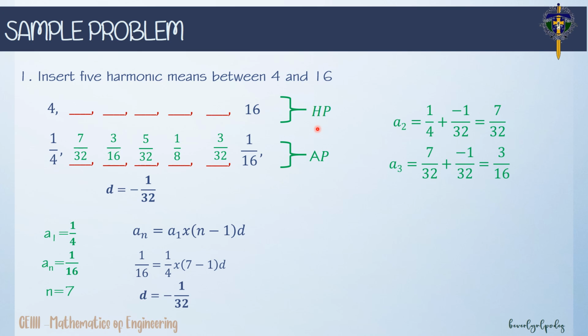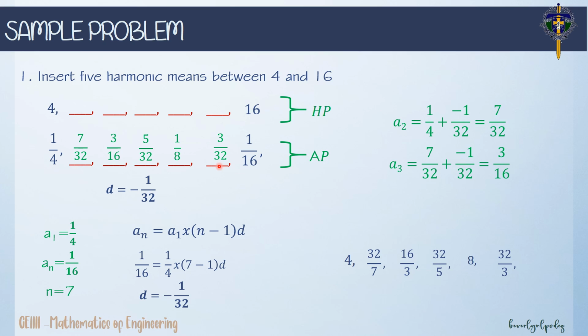So the reciprocal of 1/4 is 4. The reciprocal of 7 over 32 is 32 all over 7. And then 3 all over 16 becomes 16 all over 3. 5 over 32 becomes 32 over 5. 1/8 becomes simply 8 all over 1, or that is simply 8.